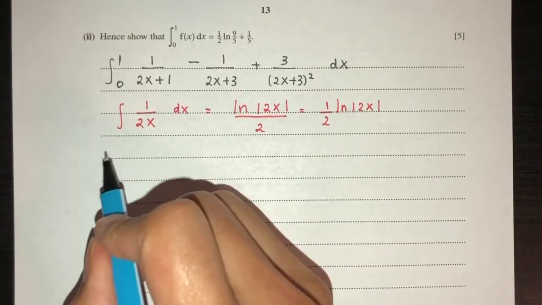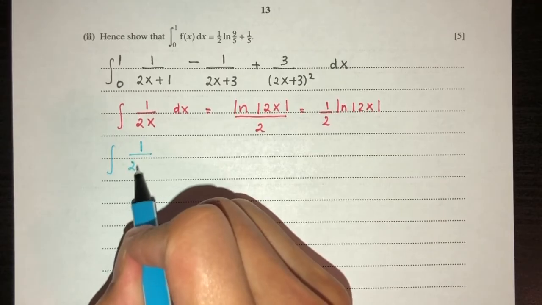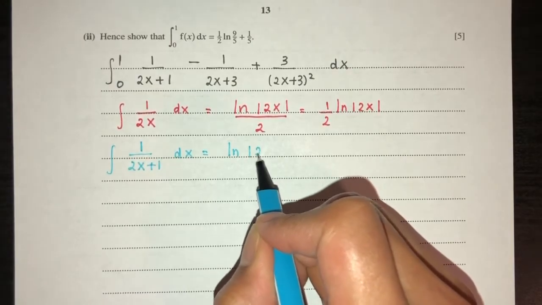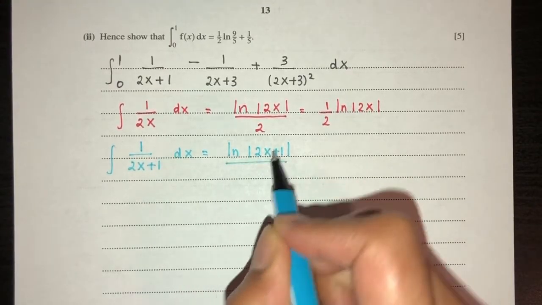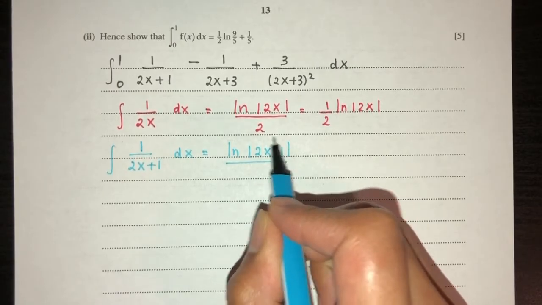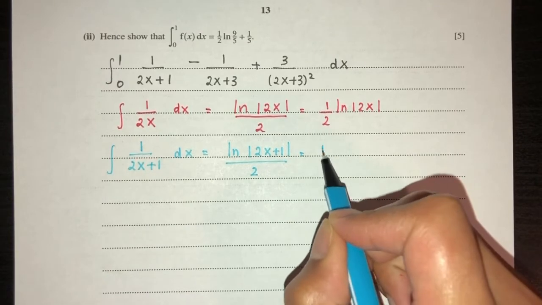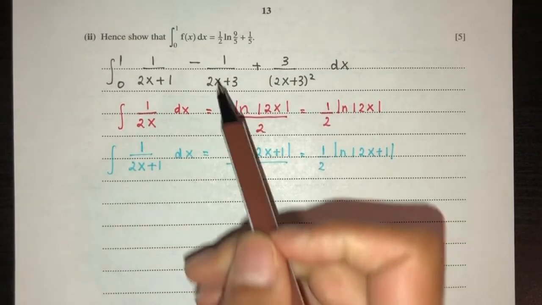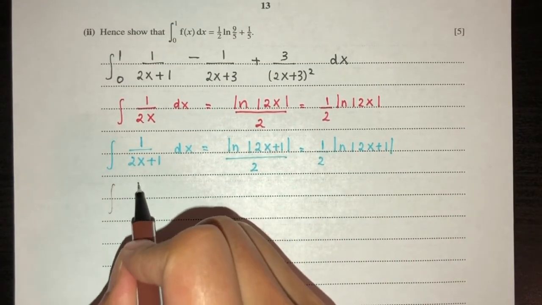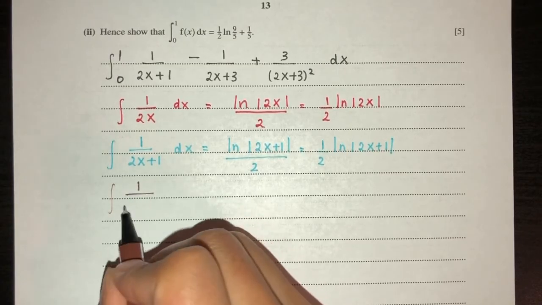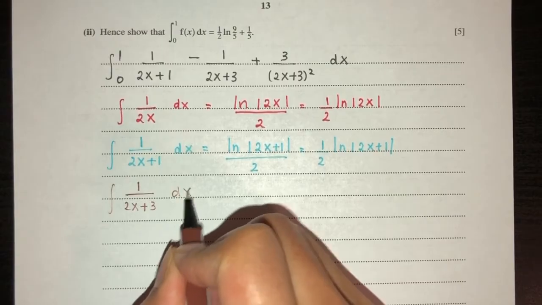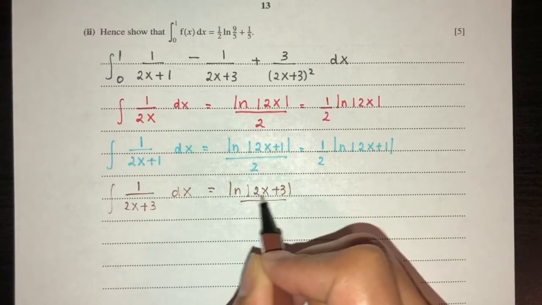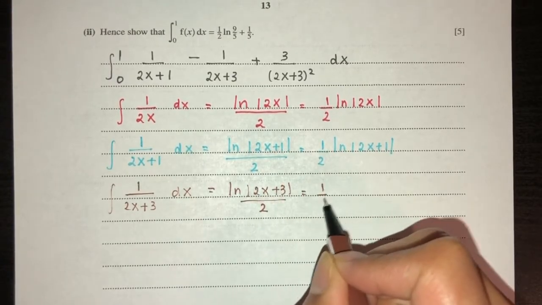That was an example, so now we have to do these two. So for the first one, we have integration of 1 over 2x plus 1 dx. That will be equal to ln of the denominator, which is 2x plus 1, then divide by the differentiation of this value. So d by dx of this value, that will become 2. So you get half ln of 2x plus 1. Now same thing for this one. It is 1 over 2x plus 3 dx. So you have ln of the denominator divided by the d by dx of this value, that will be 2. So you will have half of ln 2x plus 3.